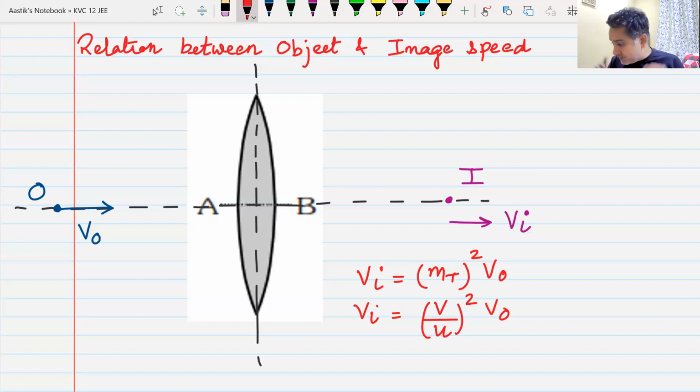I'll give you 1 minute to go through this. And remember, I think we had done a question that came in JEE, based on this. And here this VI, remember, is the velocity of the image with respect to what?